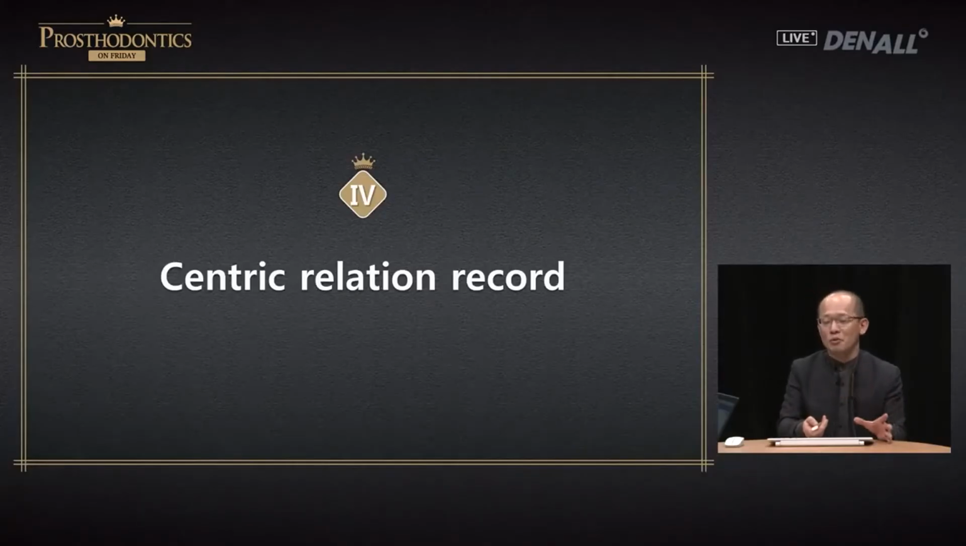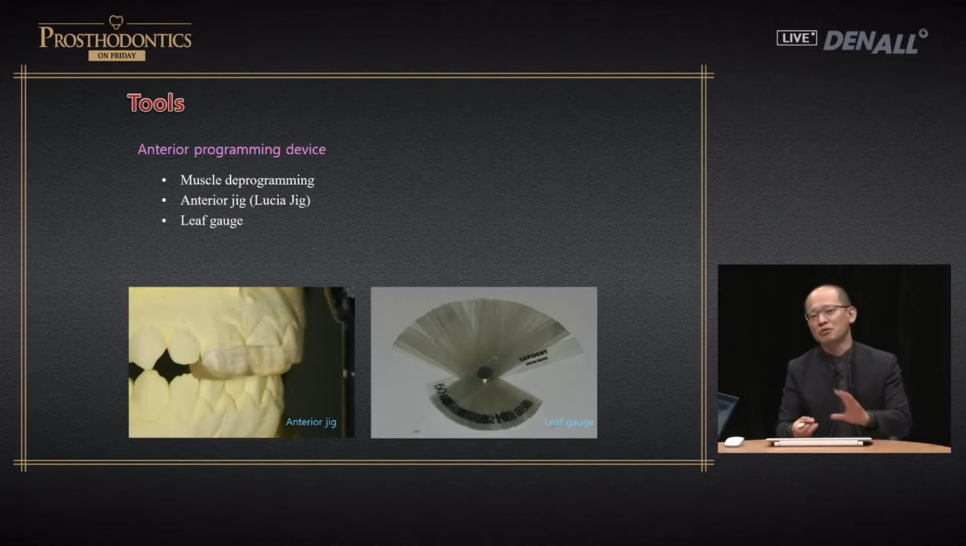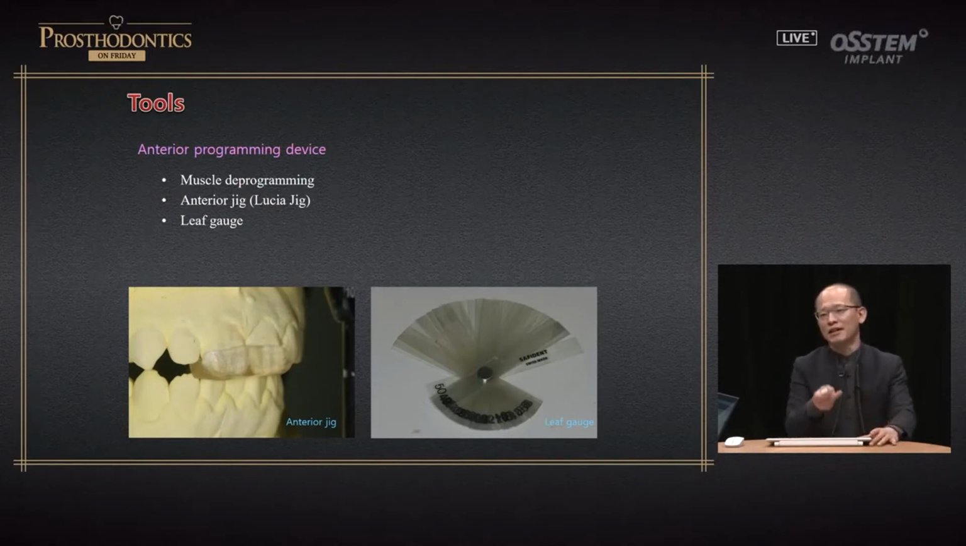Well, let me continue. It's about the centric relation record, or what we call the CR record. Using tools is very useful, and an anterior jig or leaf gauge is what you use. But here you need maxillary anterior teeth in existence, and if you have anterior teeth, using these tools will be very useful.